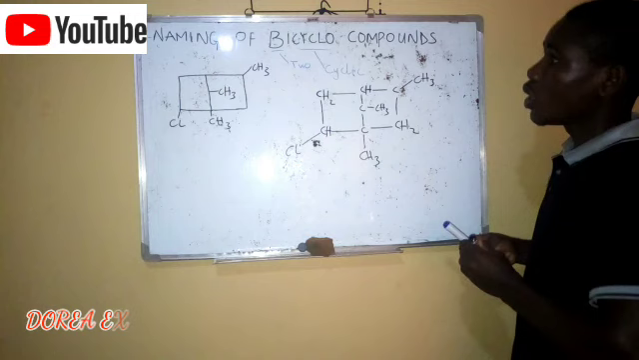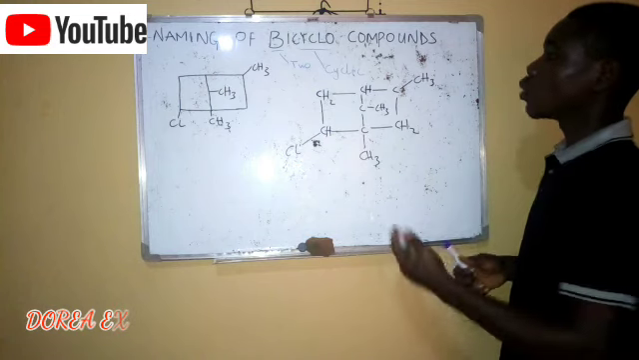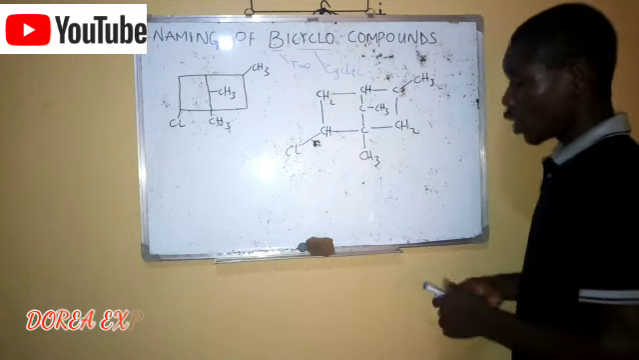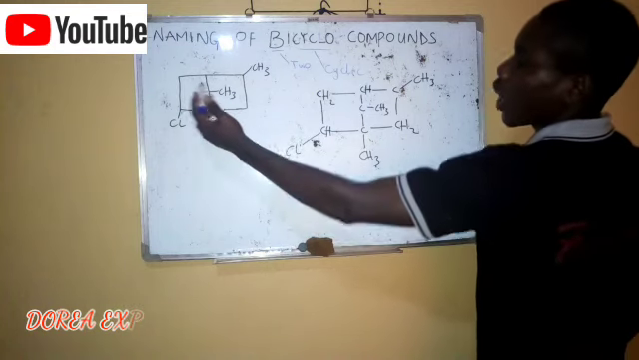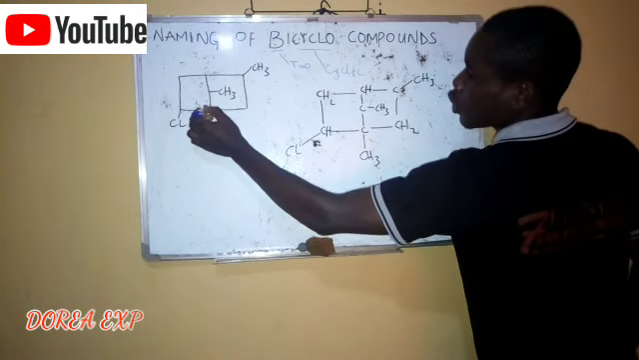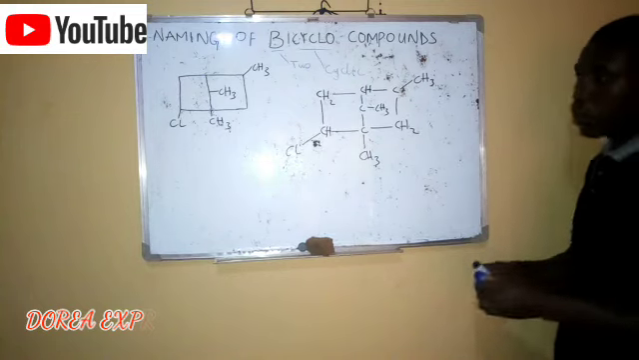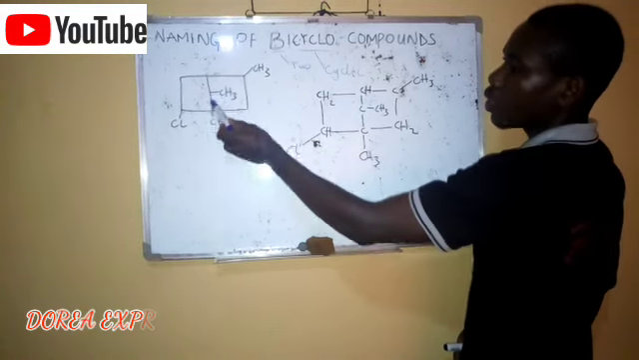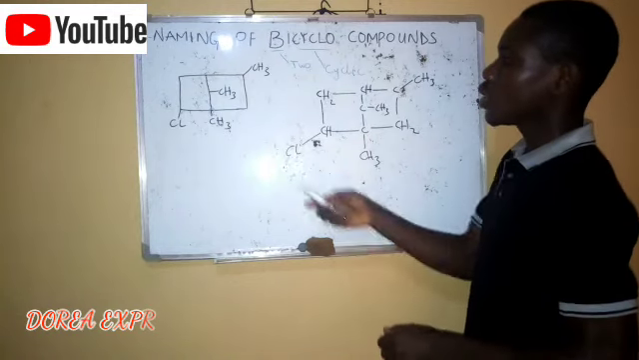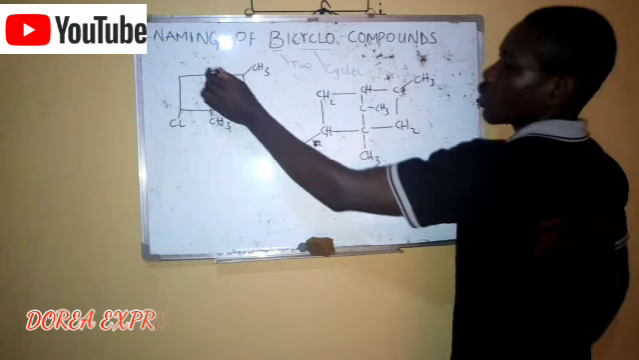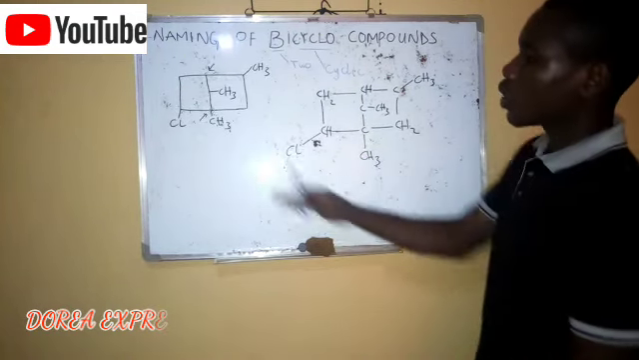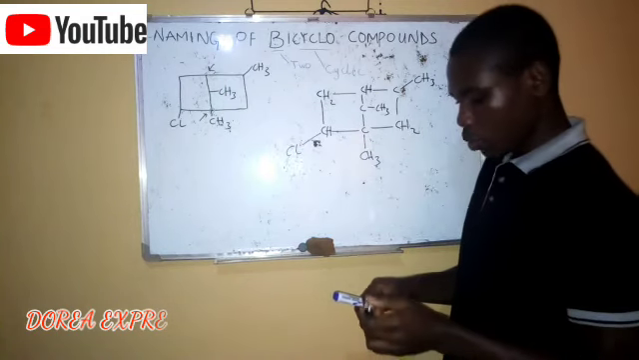So the first thing to do in naming a bicyclo compound is to identify the head bridge. If you look at these two cyclic compounds as rivers, you will see that this is a bridge. So this is the head bridge. We start naming from the head bridge. So we move around the ring starting from the head bridge. In this case, this is a head bridge. This is another head bridge. So either we start from this head bridge or we start from this head bridge.